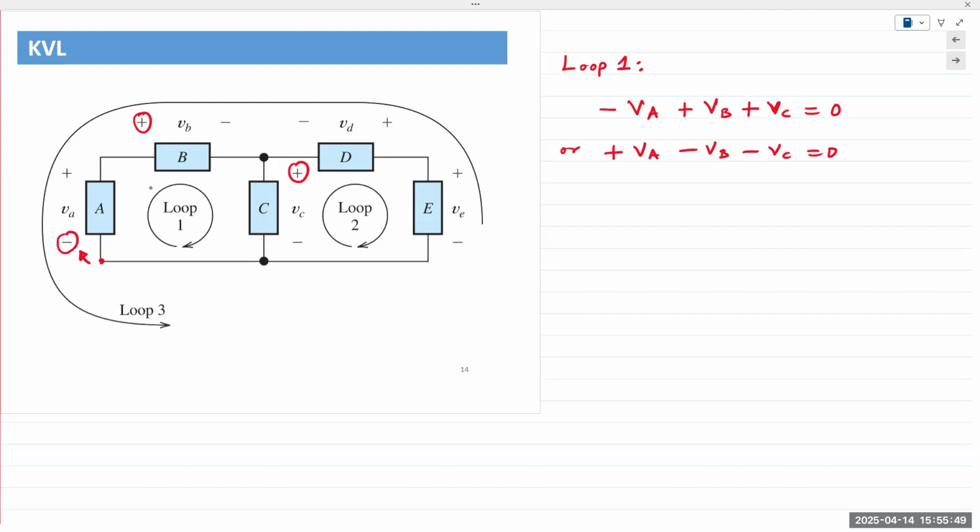So as I said, some students would already be familiar and comfortable with applying KVL. I'm not here to change that. As long as you're comfortable and it works for you, and you can do it quickly, efficiently, and correctly, stick with what you know.